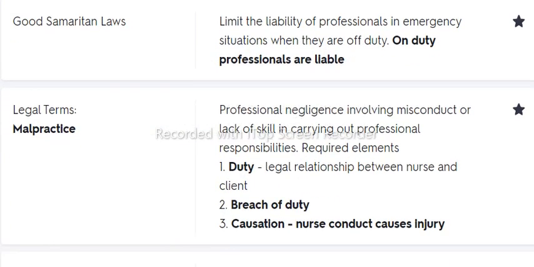Good Samaritan laws limit the liability of professionals in emergency situations when they are off duty. On-duty professionals are liable.